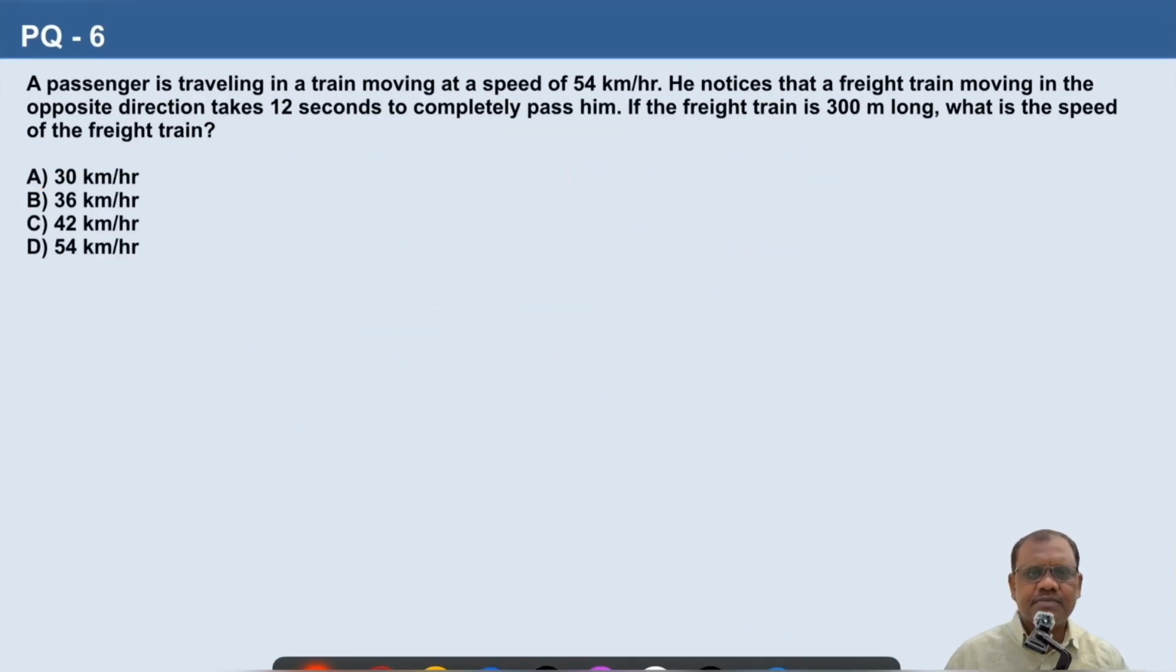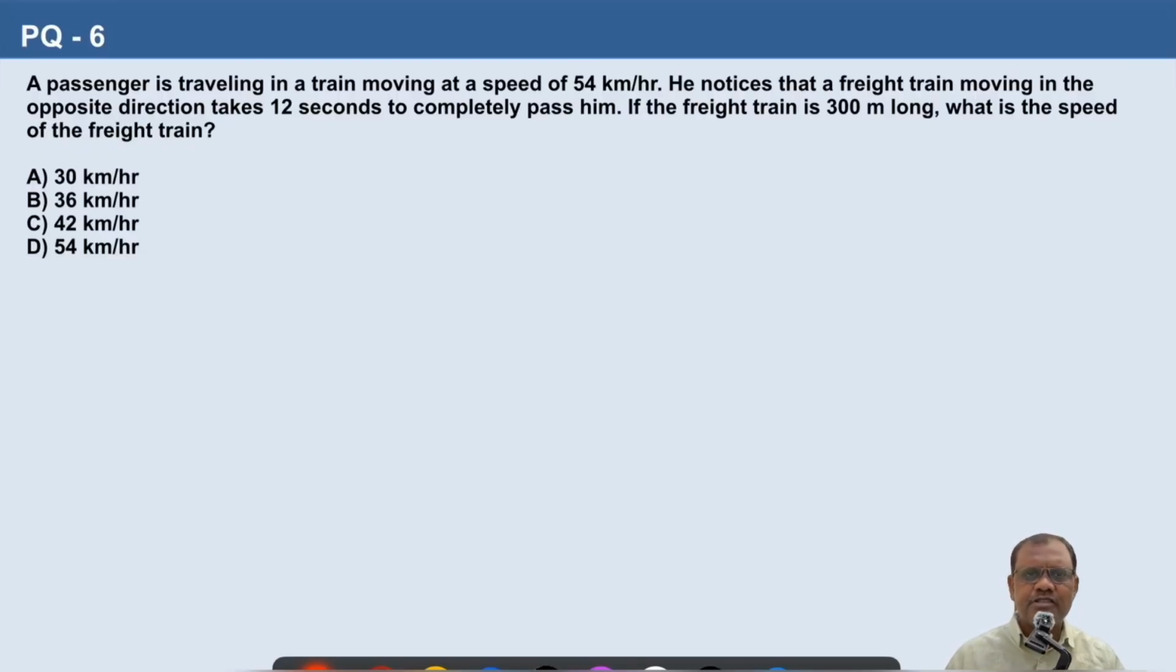Question number 6. A passenger is traveling in a train moving at a speed of 54 kilometers per hour. He notices that a freight train moving in the opposite direction takes 12 seconds to completely pass him. If the freight train is 300 meters long, what is the speed of the freight train?